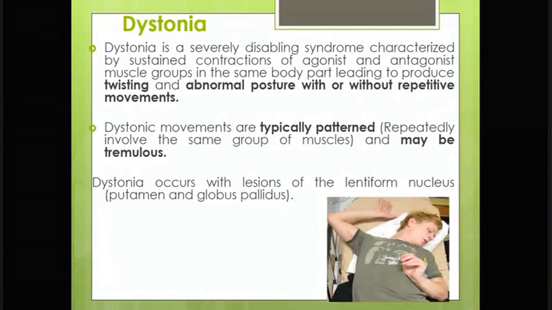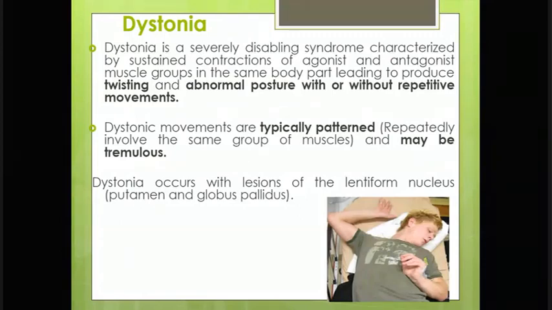Dystonia is a severely disabling syndrome characterized by sustained contraction of agonist and antagonist muscle groups in the same body part, leading to twisting and abnormal posture, with or without repetitive movement. Any movement, if I want to do flexion of the elbow, naturally there is inhibition of the extension of the elbow, because any movement has agonist and antagonist. If the contraction happens in the agonist and antagonist at the same time, there is what we call dystonia.